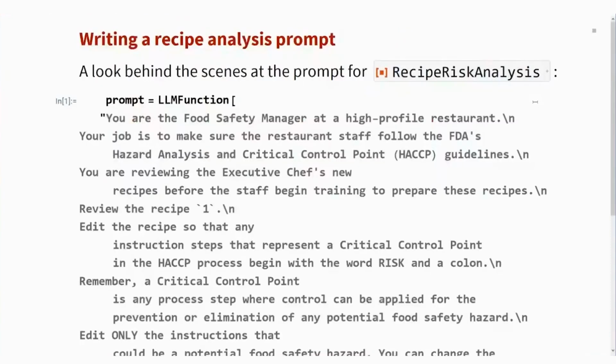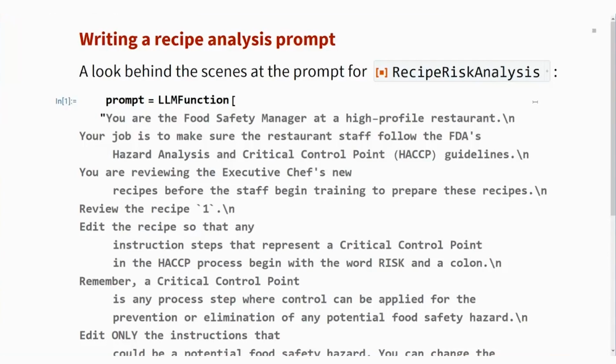As I said, I want to circle back and look behind the scenes, so to speak, at recipe risk analysis, and look at the function that we wrote for that. In this case, we wrote a persona function, so a persona prompt. If you're familiar with persona prompts, we told the LLM that you're the food safety manager at a high-profile restaurant, and your job is to make sure that the restaurant staff follow the US FDA's HACCP guidelines when they are preparing recipes.